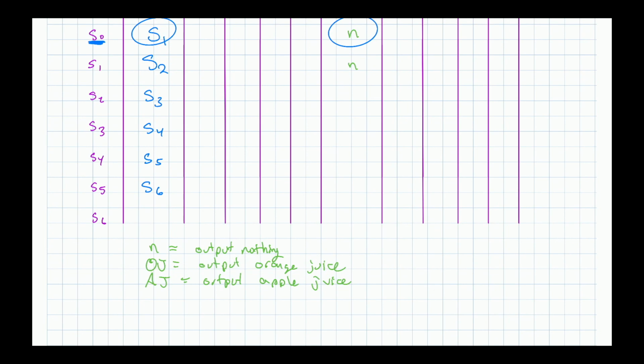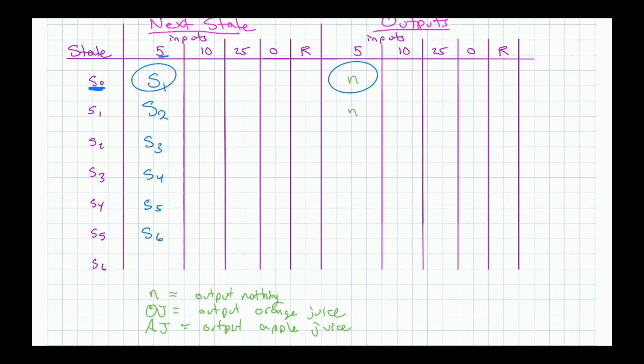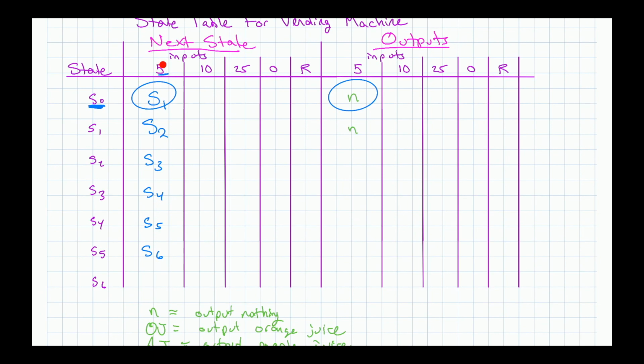And then finally, we get to the bottom here. When you're in S6, which is 30 cents, and you put in 5, what's going to happen? If you're in 30, you put in 5, you're not going to change states. 30 is the highest state. So it's just going to sit there at 30 cents.